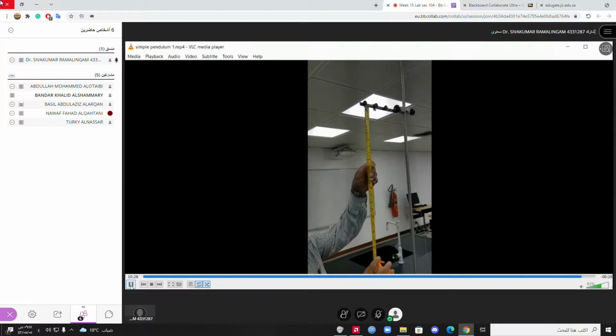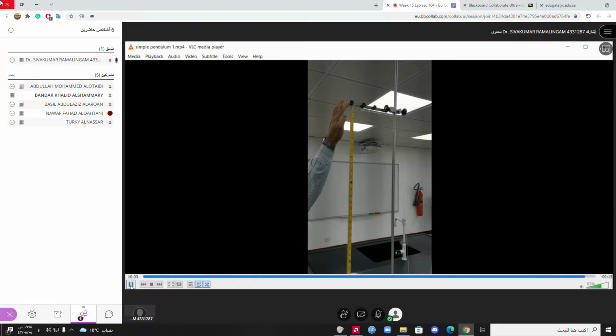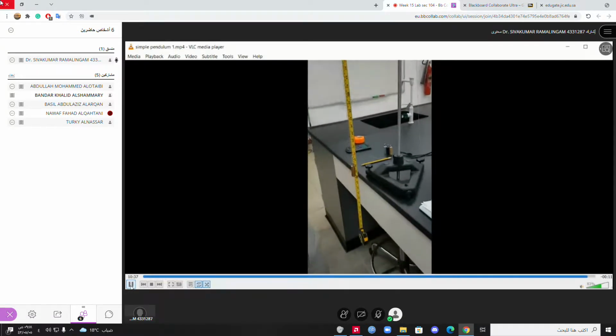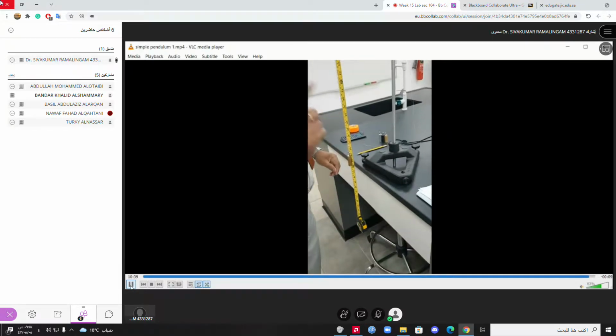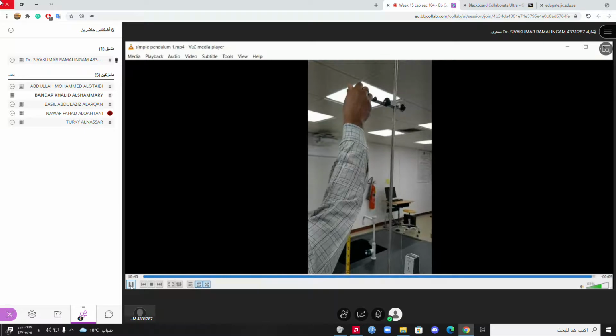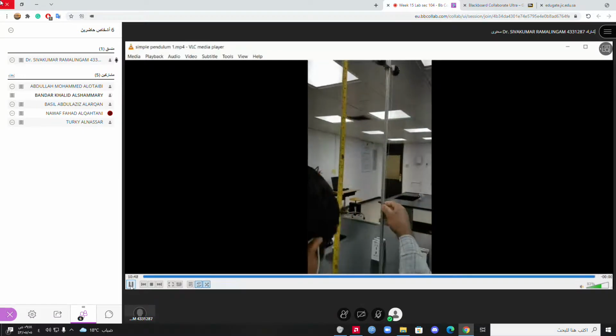There is a knob. By rotating this knob, you can fix the rope. You can move the rope up or down. Rotate it.